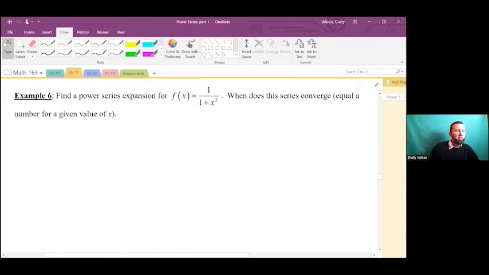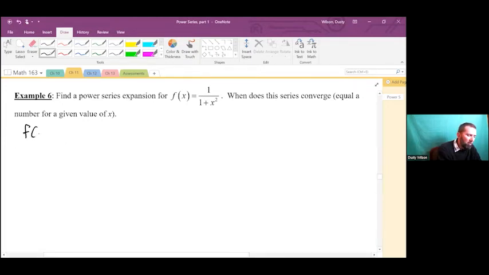Example 6. Find a power series expansion for f of x equals 1 over 1 plus x squared. When does this series converge? That is, equal a number for a given value of x. Now, one thing I'd like to point out is that we really only have one power series tool so far, namely the geometric series. So if we want to make this thing look like the geometric series, since it's our one tool, let's play as follows.